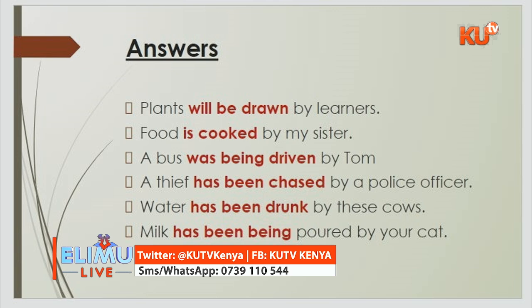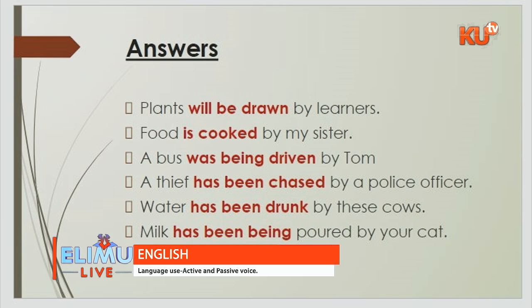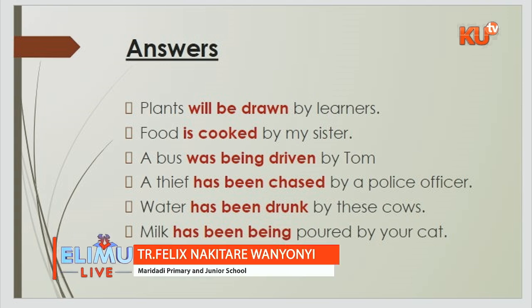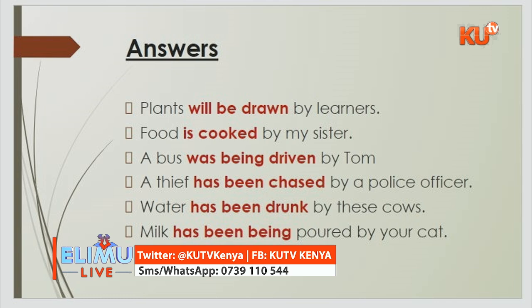Number 3, Tom was driving a bus. Here it becomes a bus was being driven by Tom. Number 4, a police officer has chased a thief. A thief has been chased by a police officer. Number 5, these cows have drunk water. Water has been drunk by these cows.